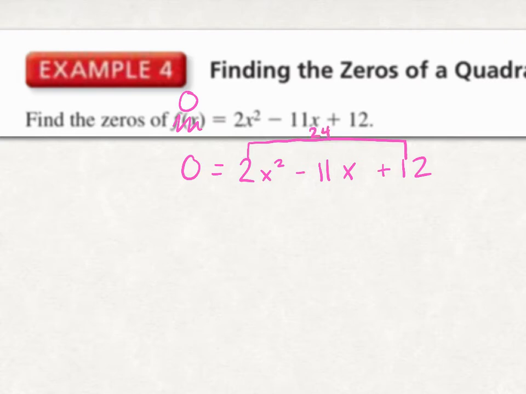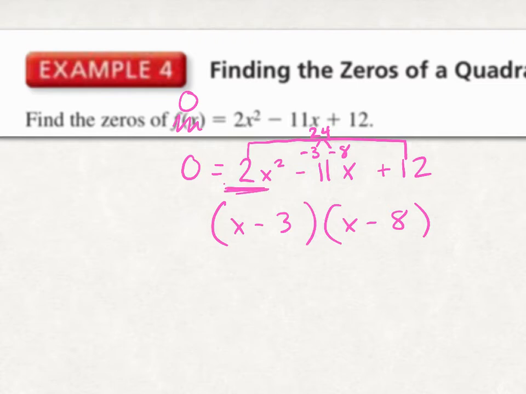So we get 24. Now we need our two factors of 24 that add and give us negative 11. What would they be? Negative 3 and negative 8. Perfect. Yep. Good job, Brooke. Negative 3 and negative 8. So now we put those into our parentheses. So we have x minus 3 and x minus 8.